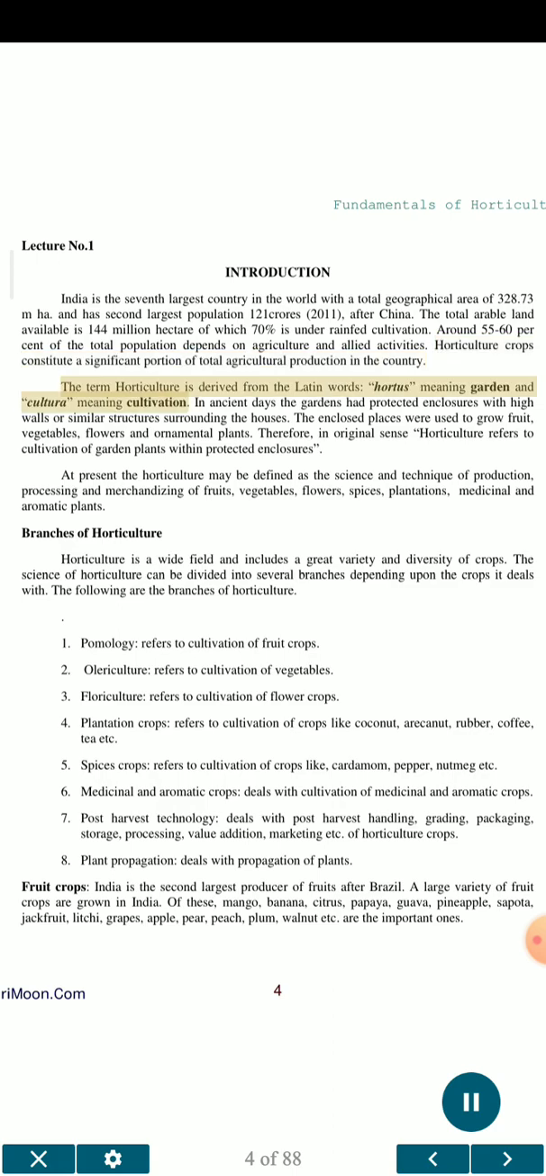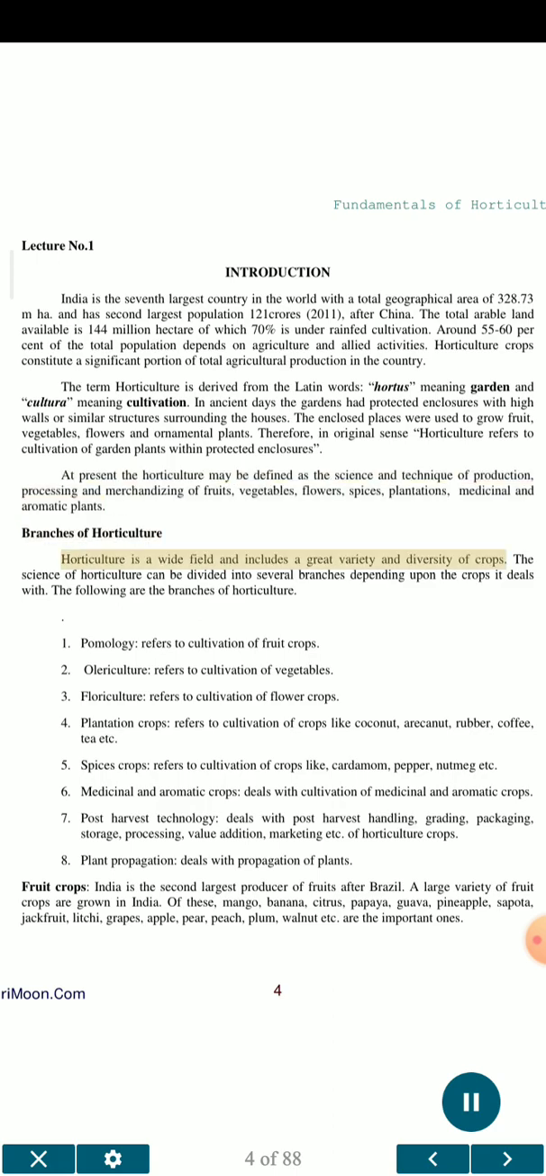The term horticulture is derived from the Latin words hortus, meaning garden, and cultura, meaning cultivation. In ancient days, the gardens had protected enclosures with high walls or similar structures surrounding the houses. The enclosed places were used to grow fruit, vegetables, flowers, and ornamental plants. Therefore, in the original sense, horticulture refers to cultivation of garden plants within protected enclosures. At present, horticulture may be defined as the science and technique of production, processing and merchandising of fruits, vegetables, flowers, spices, plantations, medicinal and aromatic plants.